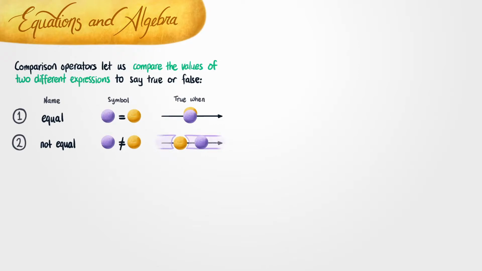The next comparison operator I want to talk to you about is called the inequality or not equal operator. It basically tells us that the left expression and the right expression cannot be the same. So you can basically put this purple dot anywhere you like and they will not be equal, as long as they're not directly on top of each other as I've drawn before.